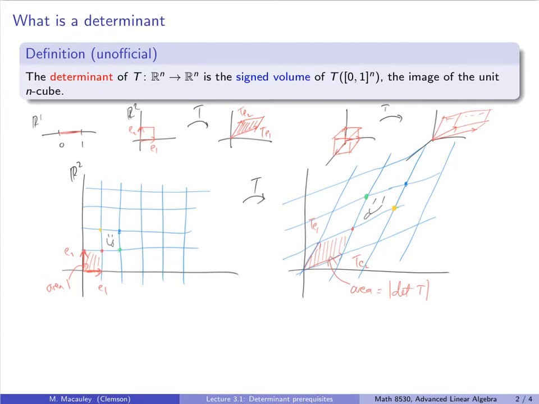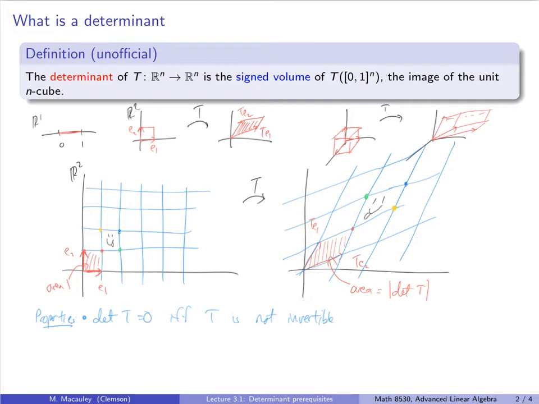So here are some properties of the determinant, purely based on this geometric definition. So first of all, one of the most important ones is the determinant of T is 0 if and only if T is not invertible. Now, what do I mean by that?